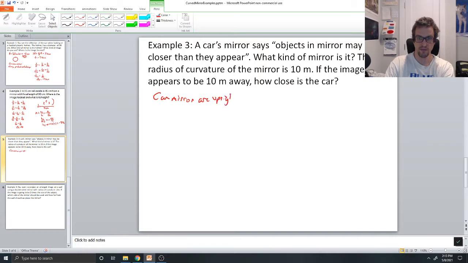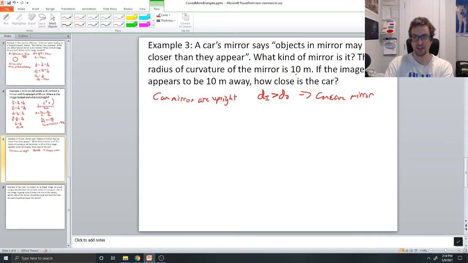Upright. And DI is greater than DO, right? We're saying that object mirrors may be closer than they appear. Okay, that means DI is greater than DO. The only way this happens is if this is a concave mirror. But it's a concave mirror with a really big radius of curvature.